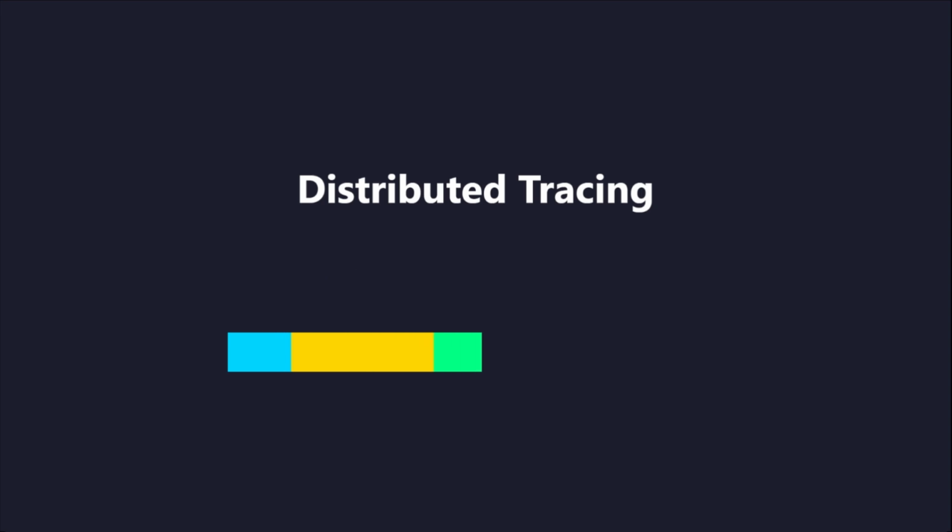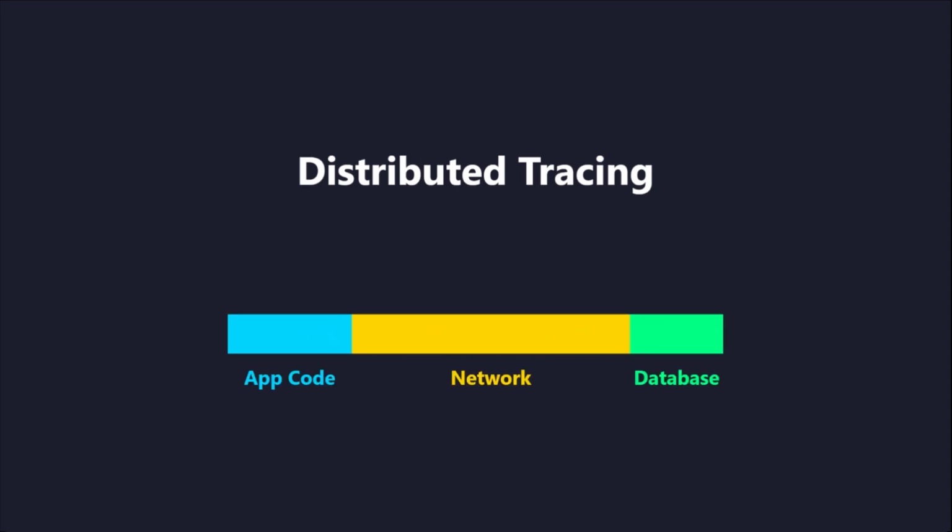Use distributed tracing to measure the exact time spent in the network segment of a request. Tracing shows you if the delay is happening in the application code, the network transition, or within the database engine itself, enabling you to focus your optimization efforts where they matter.